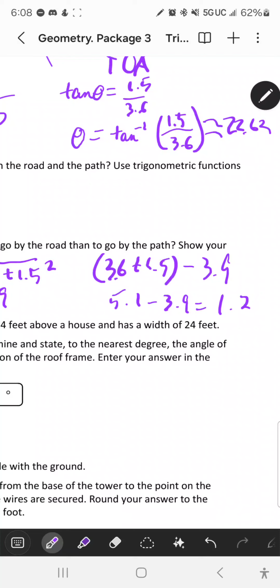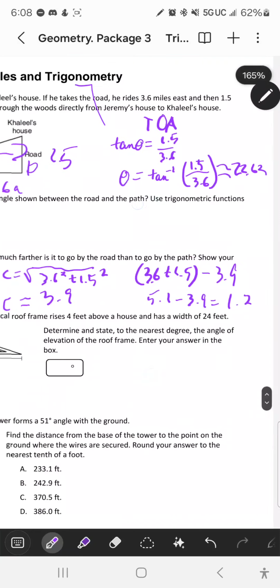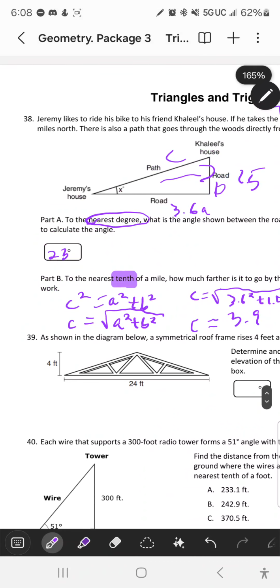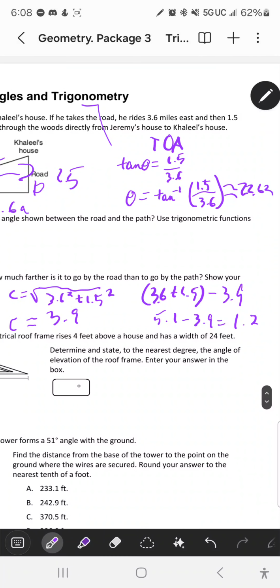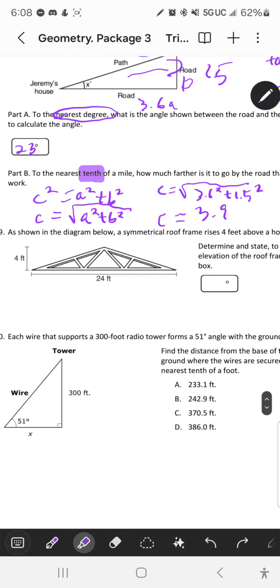And they say to put it to the nearest tenth, and the nearest tenth, 10 is just 1 0, so it's one number after the decimal. So 1.2. Yeah, we have our answer there. Let us continue. We want to finish this.